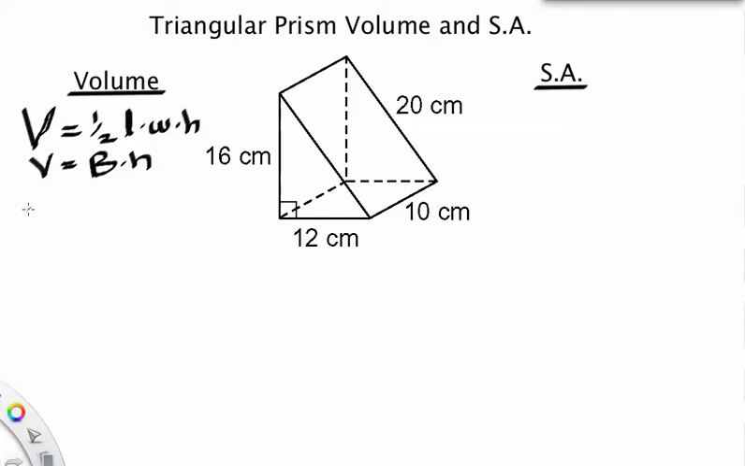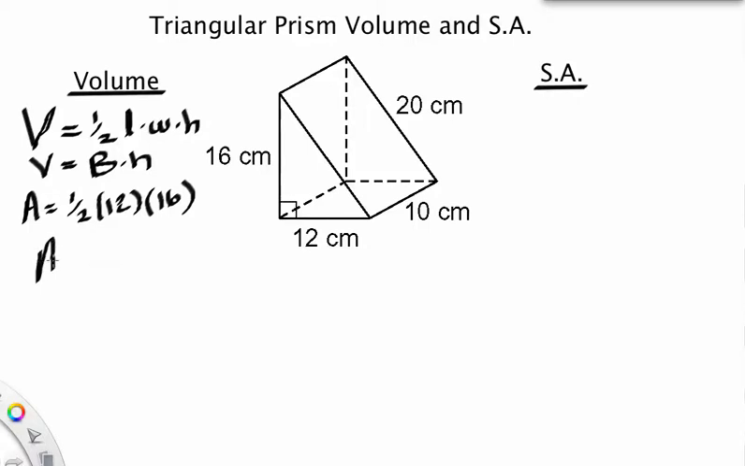I'm going to get us into the mode of using the area of the base times the height. So the area of the base, I need to find the area of the triangle. Area of the triangle would be 1/2 times 12 times 16.